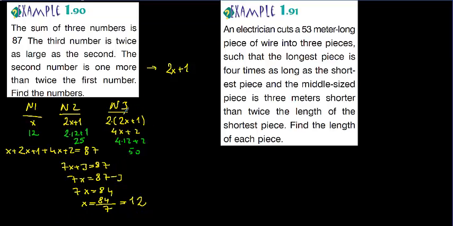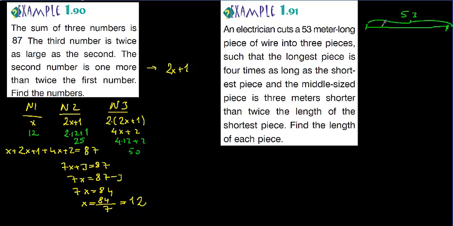Okay, the next question. An electrician cuts a 53 meter long piece of wire into 3 pieces. So we are going to cut this one into 3 pieces. Here we have the wire, and the total length is 53 meters. Such that the longest piece is 4 times as long as the shortest piece, and the middle sized piece is 3 meters shorter than twice the length of the shortest piece.